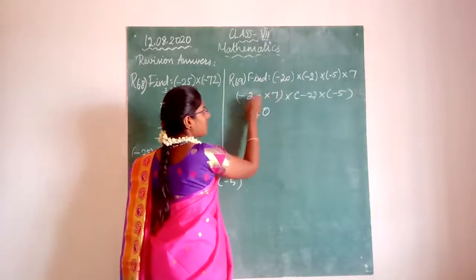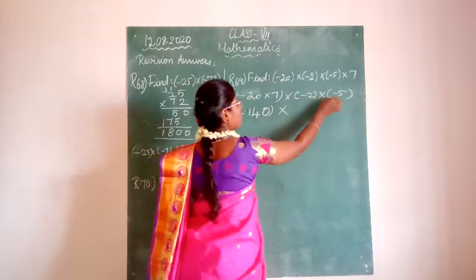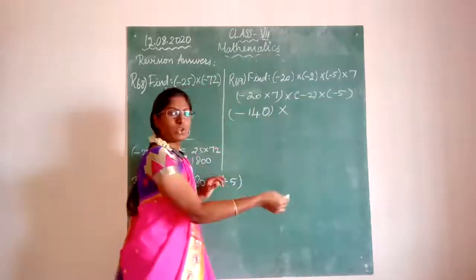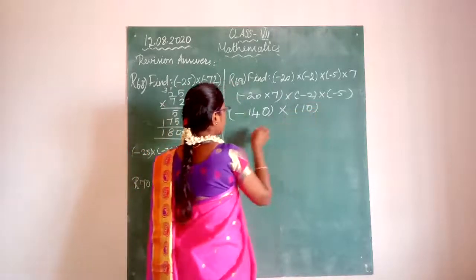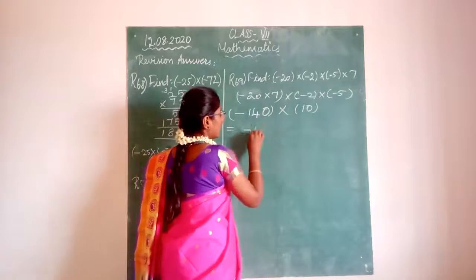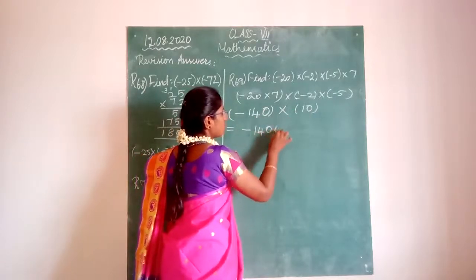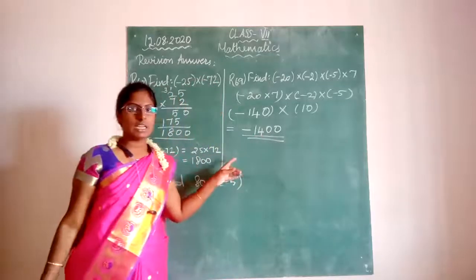And this is plus minus into plus, so again we get minus. Okay, into minus minus will give you plus. Yes or no? Next you have 2 5s are 10 simply. Okay, so the final answer will be minus into plus minus 140 into 10 is 1400. Is it clear? This is the final answer.